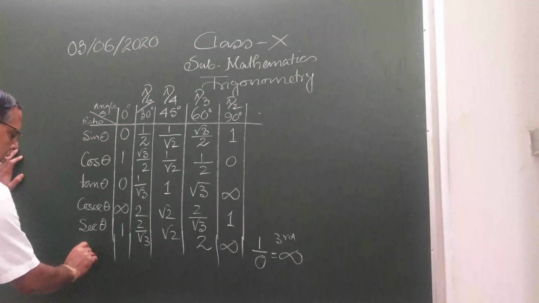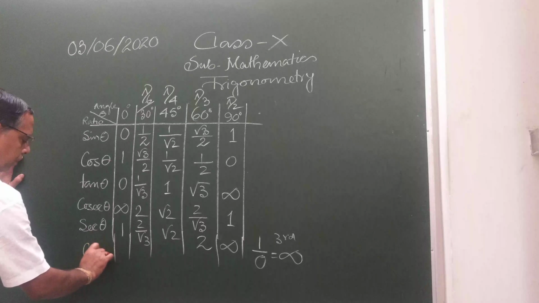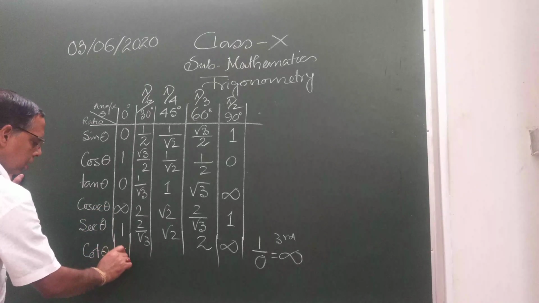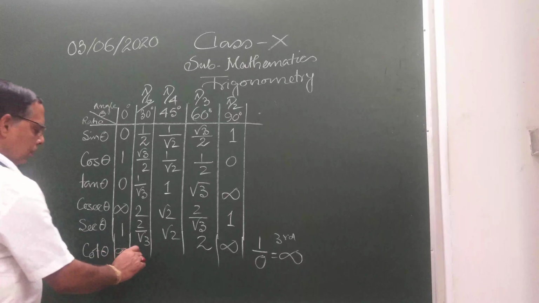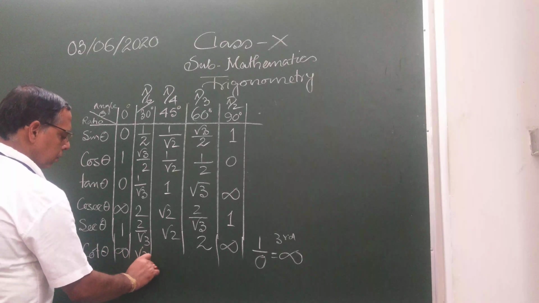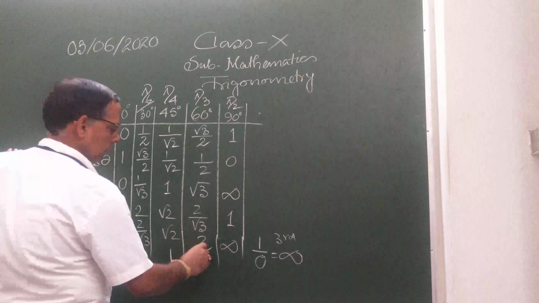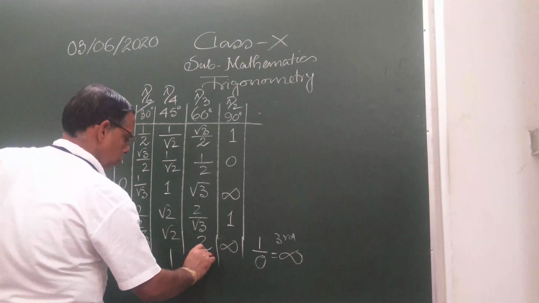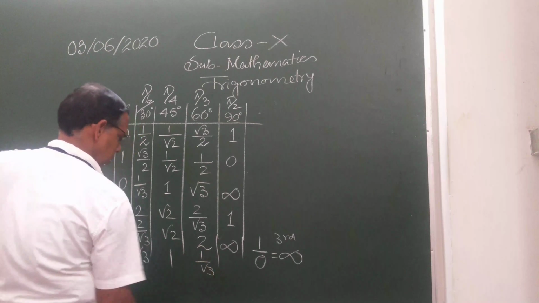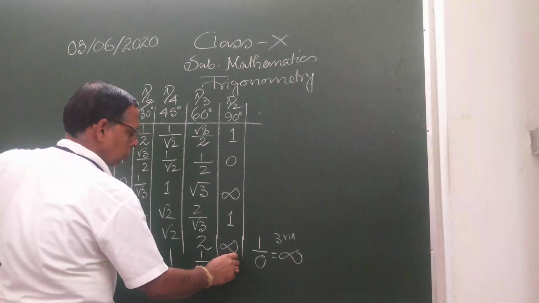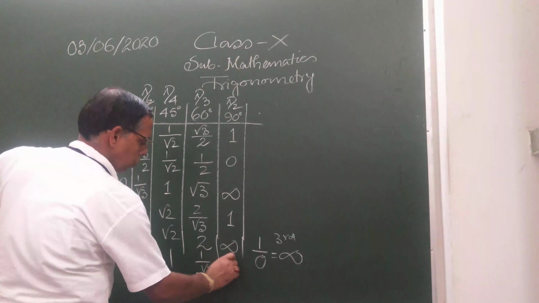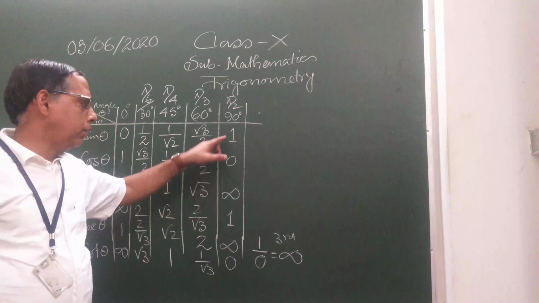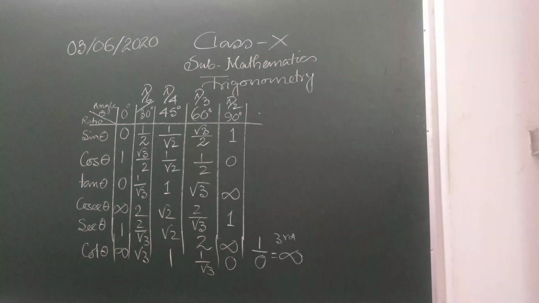Okay? Then, which is the last one? Cot theta. Cot theta is the reciprocal of tan theta. So here once again, infinity, root 3, 1, then here it will be what? 1 by root 3, and here it will be what? 0. Because cos 0 by 1. 0 by 1 is 0.